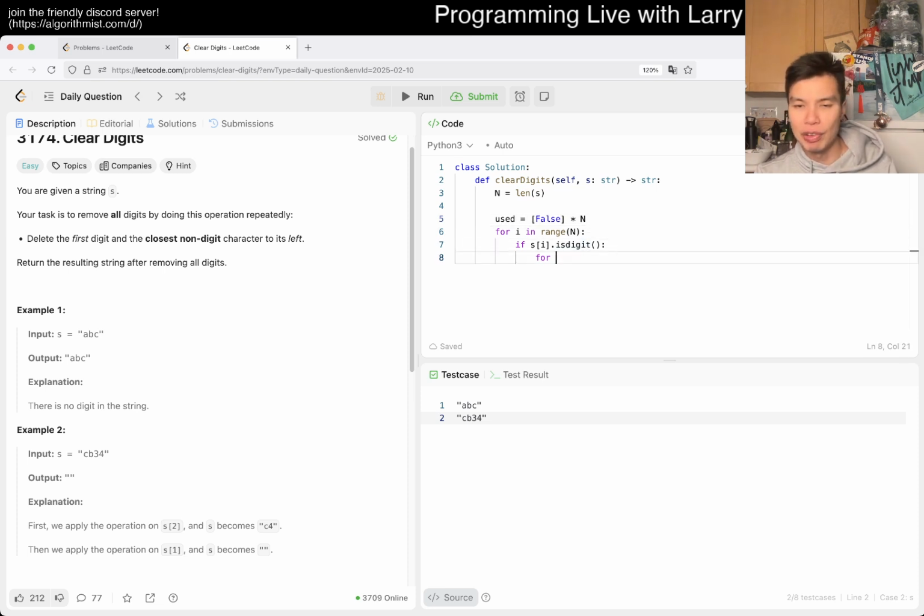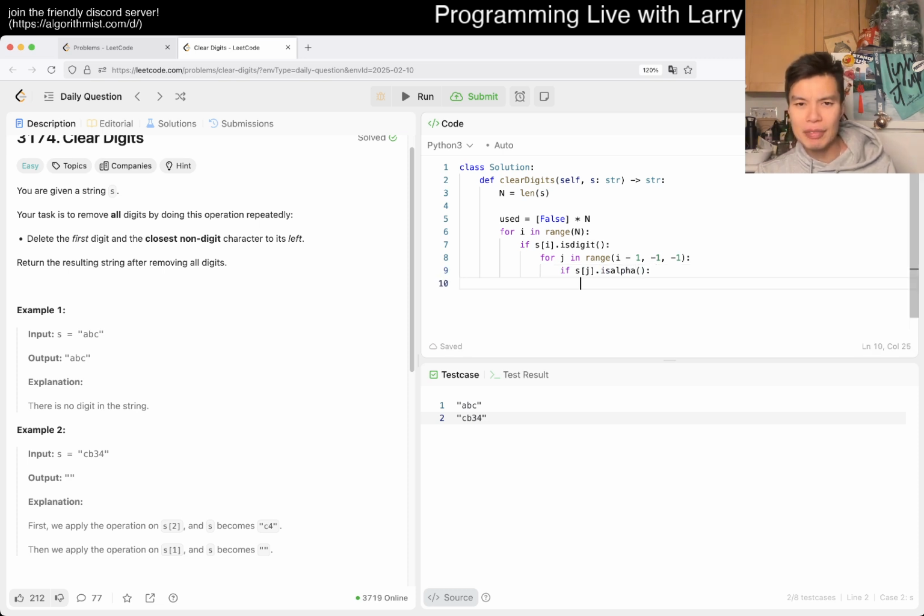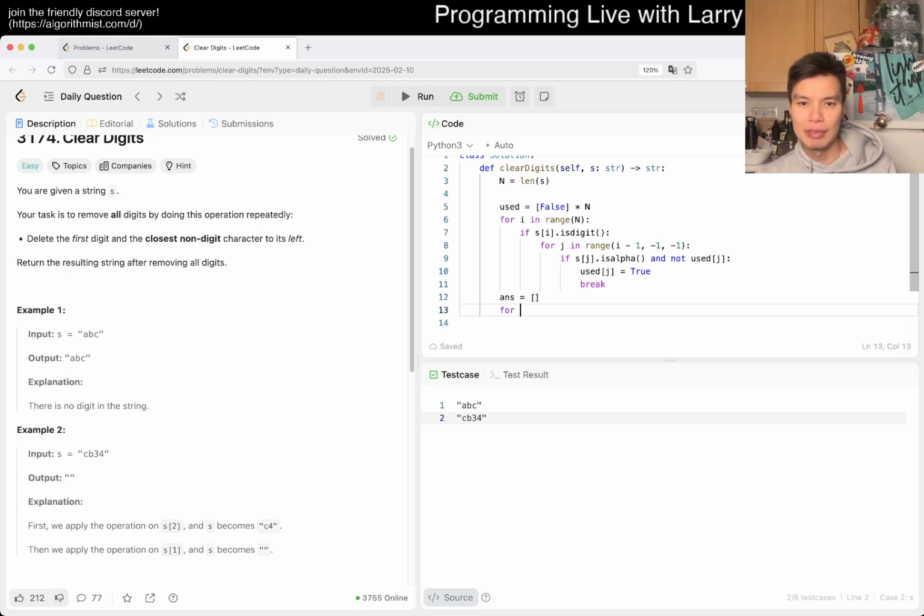So then now we go for j in range from i minus 1, and then just go all the way to the left. If s of j is a character, I forget what it's called, it's isalpha, I think, and not used of j, then used of j is equal to true, and then we can break. And then at the end, we just remove all the digits and all the used, and we should be good. So here, maybe we go answer for i in range of n.